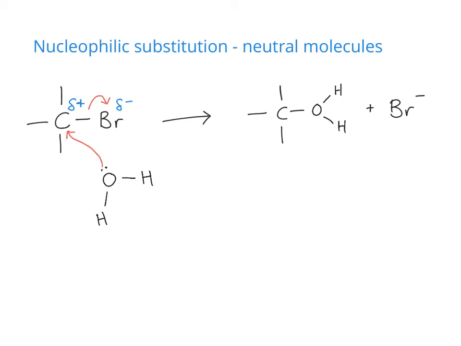It would be a dative covalent bond, but we don't tend to draw it like that because it's just a normal covalent bond once it's formed, to the carbon. Now, looking at charges, if I look at the right hand side here, my bromine has a minus charge, so that's a bromide ion, and that's because the electrons went from the carbon to the bromine.